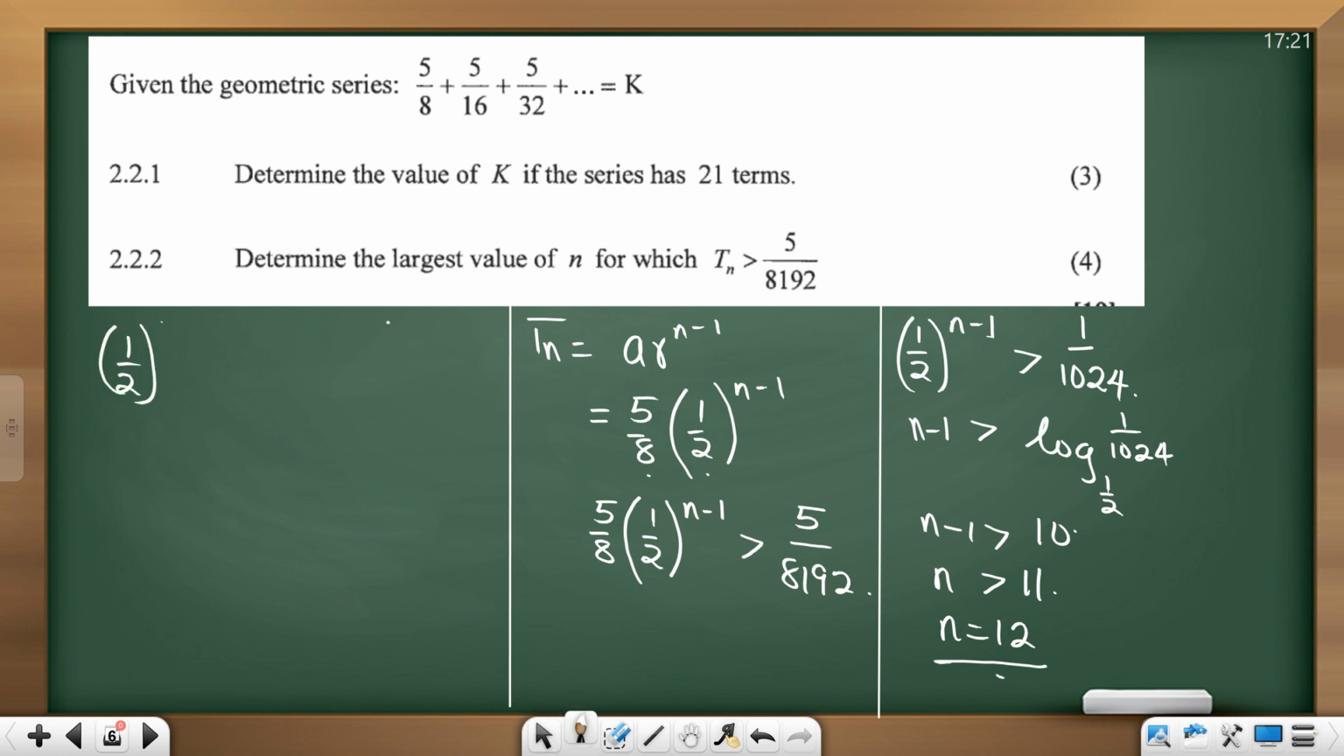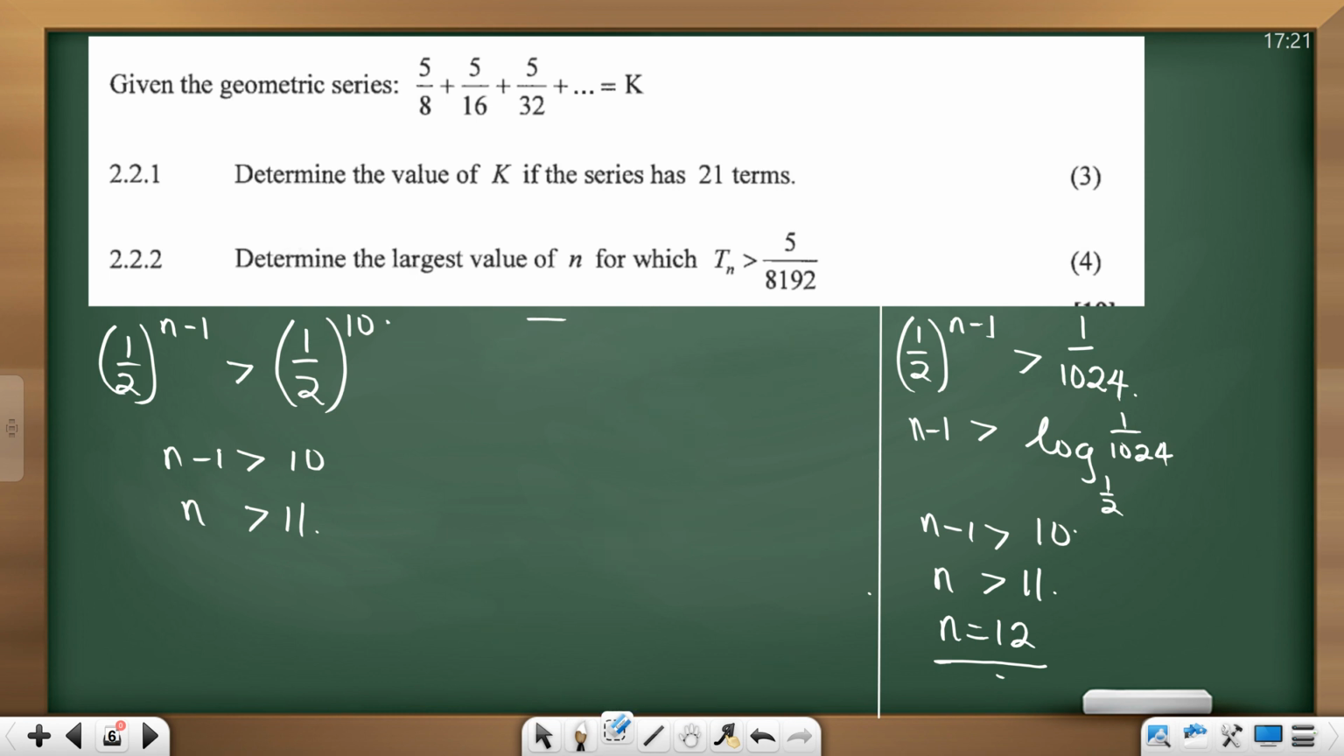1 over 2, n minus 1, 1 over 10 should give us this, right? 1 over 2, power of 10, right? N minus 1, n should be greater than what? 11. I'm checking. Should that inequality sign change? That's what I want to check.